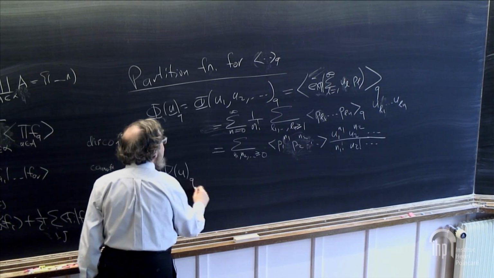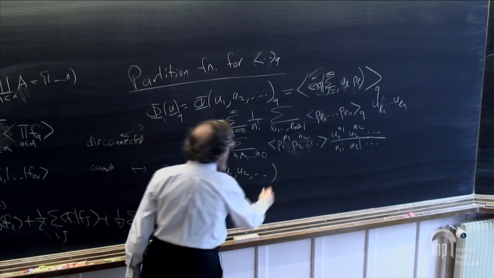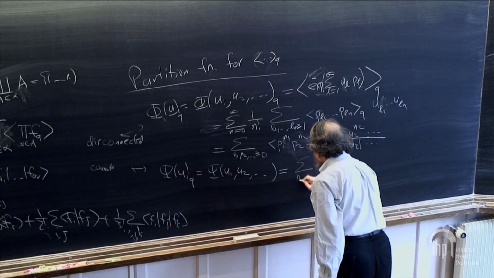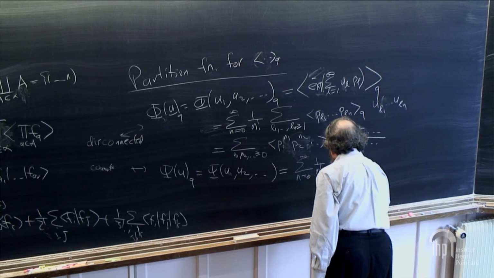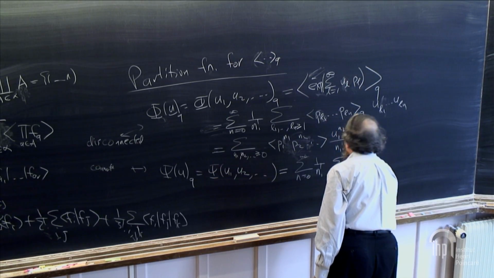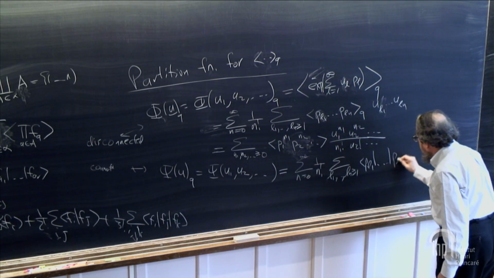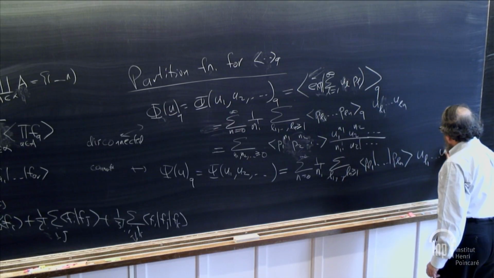is defined almost exactly the same way, but maybe since it's really playing the key role in what I'm doing, I'll write it out completely. So this is the sum n from 0 to infinity, 1 over n factorial times the sum L1 to Ln greater than or equal to 1. But now you have P_{L1} cumulant, this new combination, and then U_{L1} up to U_{Ln}.